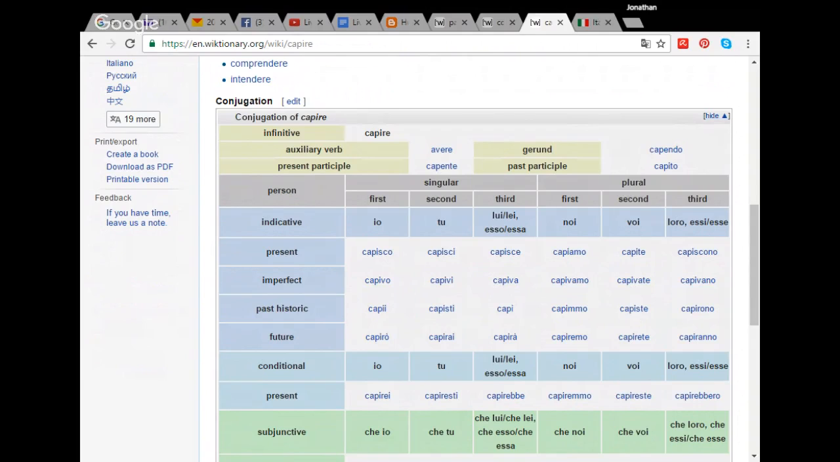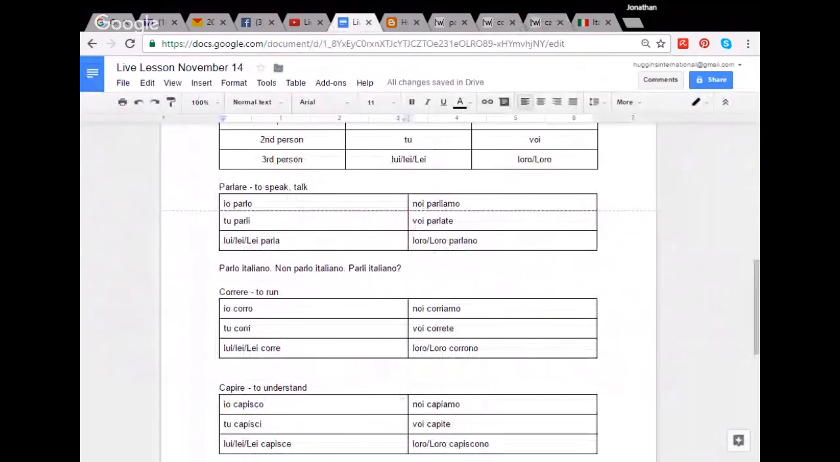Okay. Let me go back here. So let me just compare a little bit with you, Vadim. How have you been practicing learning Italian verb conjugations, and what are some techniques that have worked for you?